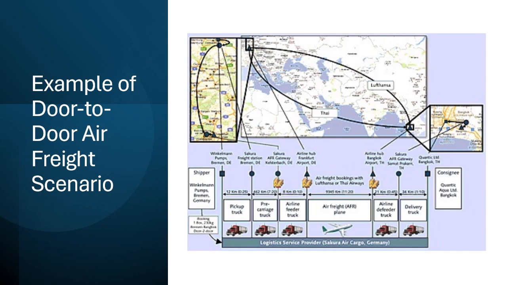So in this scenario, this actually shows the complexity of modern logistics. Let's consider a shipment which is originating from Germany, and it is designated for Bangkok, Thailand. So this process involves local pickup in Germany, which is in Bremen, followed by consolidated long-haul truck movers for pre-carriage, and scheduled air freight from Frankfurt to Bangkok.